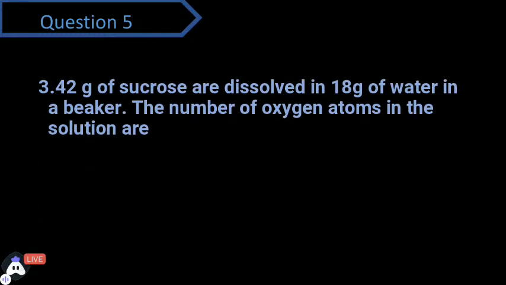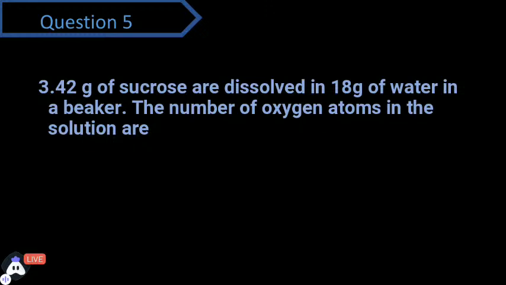Moving ahead to question number 5. 3.42 gram of sucrose. I hope you all remember some questions back we discussed the formula of sucrose. C11H22O11 was the formula of sucrose. So 3.42 gram of sucrose is dissolved in 18 gram of water in a beaker. Now, the number of oxygen atoms in the solution are. This is an entirely different and unique question, even a brain tester, we can say.